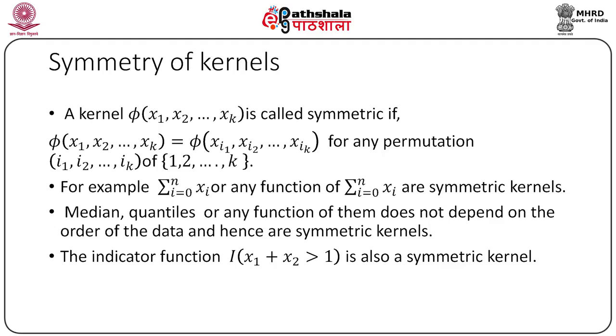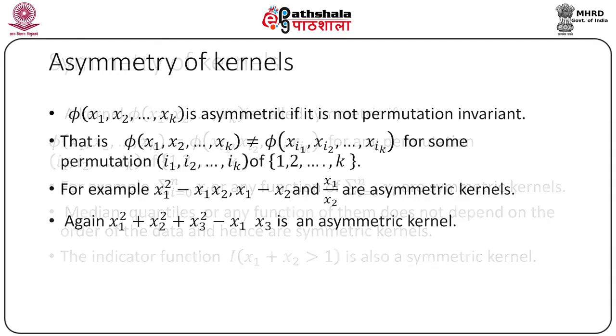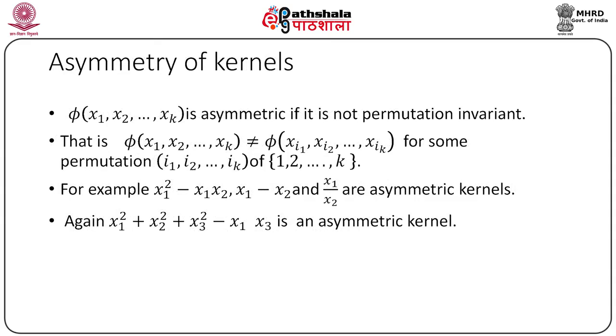As another example, we can think of quantiles. Quantiles are also independent of the order of the data, and therefore are symmetric. Then, what is an asymmetric kernel? Quite naturally, if a kernel phi is sensitive to permutation of the arguments, it is asymmetric. For example, consider x1 square minus x1 x2. This is asymmetric because if we interchange x1 and x2, we get x2 square minus x1 x2, which is not the same as x1 square minus x1 x2.